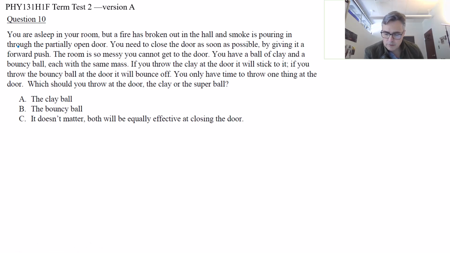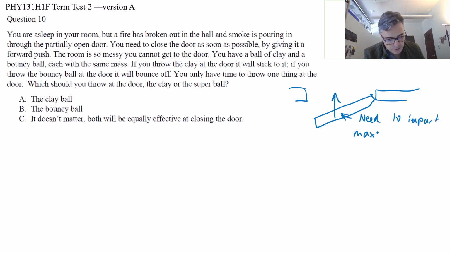You are asleep in your room, but a fire has broken out in the hall, and smoke is pouring in through the partially open door. You need to close the door as soon as possible, and you're going to try to push it forward. So there's the door, and you need to impart the maximum impulse here.